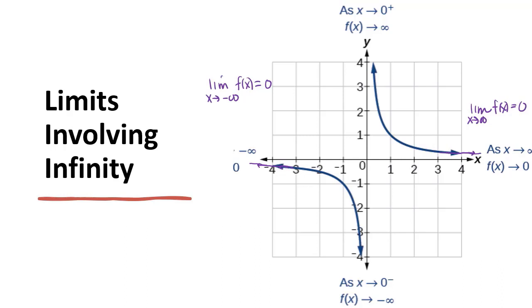For the vertical asymptotes, this would look like this. The limit as x is approaching 0 from the left-hand side, that function is approaching negative infinity. And up here, the limit as x approaches 0 from the right-hand side, the function is approaching positive infinity.